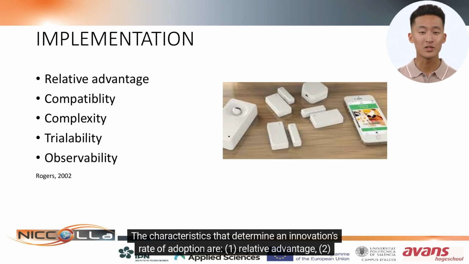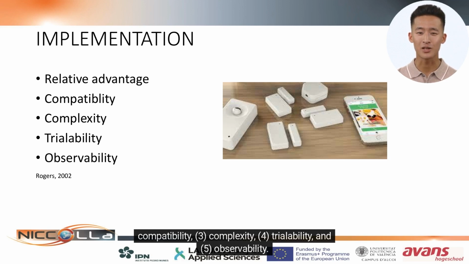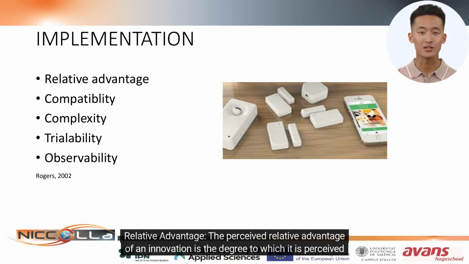The characteristics that determine an innovation's rate of adoption are: 1. Relative advantage, 2. Compatibility, 3. Complexity, 4. Trialability, and 5. Observability.